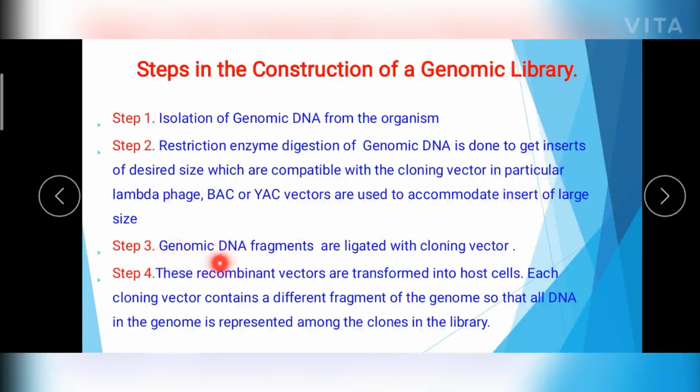The third step is that these DNA fragments are ligated into that particular cloning vector, and then you call that vector a recombinant vector, because it contains the vector genes and also these DNA inserts. These recombinant vectors are introduced into the host cell, and each cloning vector now contains different fragments of the genome, so these vectors represent the genomic library.